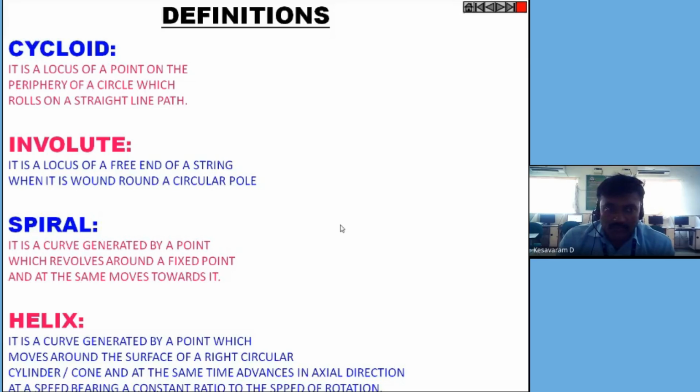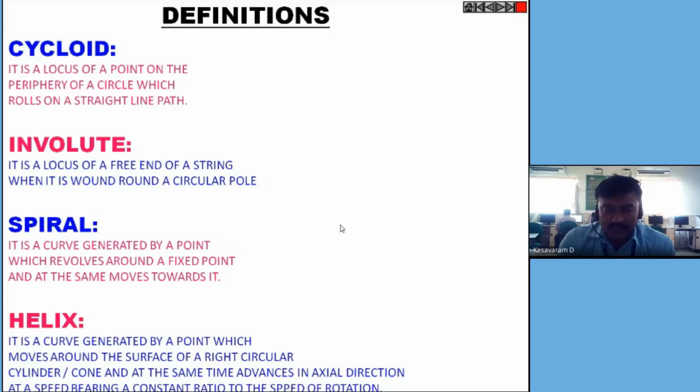So what is a cycloid? It is the locus of a point on the periphery of a circle which rolls on a straight line path. When a circle rolls on a straight line path, a point on the circle will follow a path. The locus of that particular point is known as a cycloid.